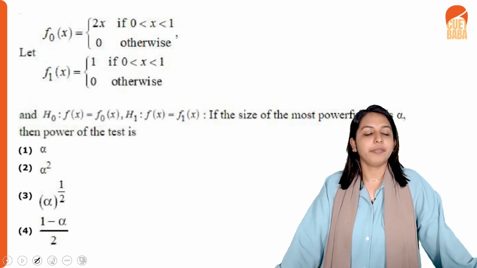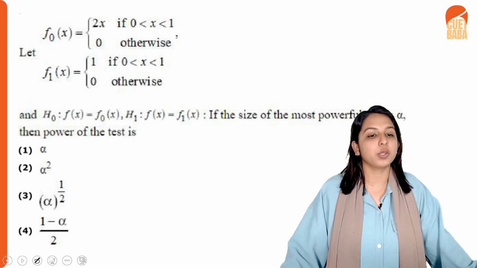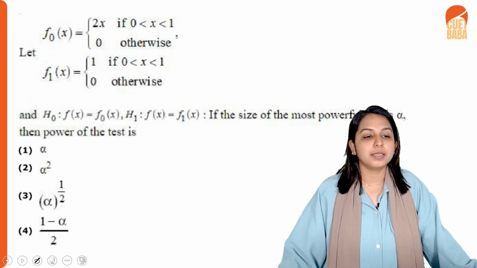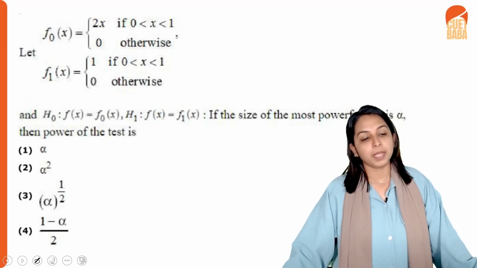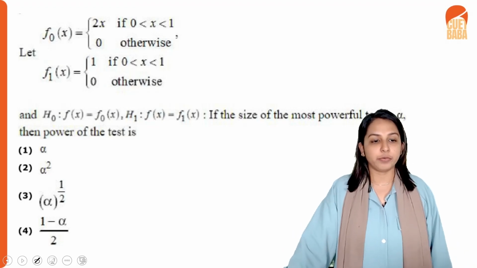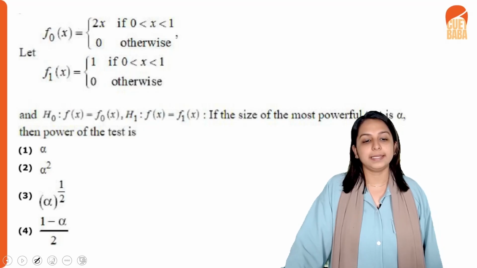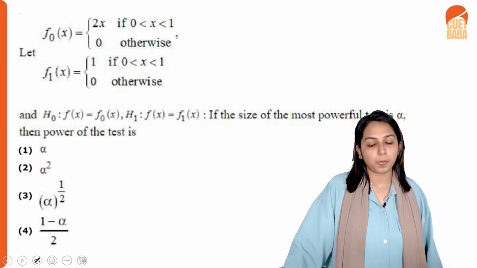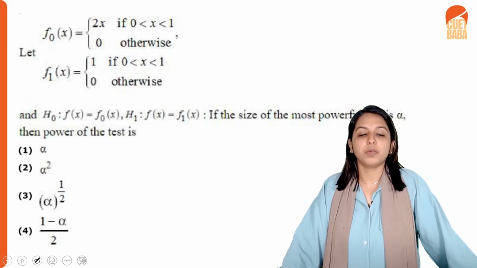Next question: let f0 of x is equal to 2x if 0 less than x less than 1 and 0 otherwise, and f1 of x is equal to 1 if 0 less than x less than 1 and 0 otherwise. The null hypothesis is f of x equal to f0 of x, and the alternative hypothesis is f of x equal to f1 of x. If the size of the most powerful test is alpha, then power of the test is.